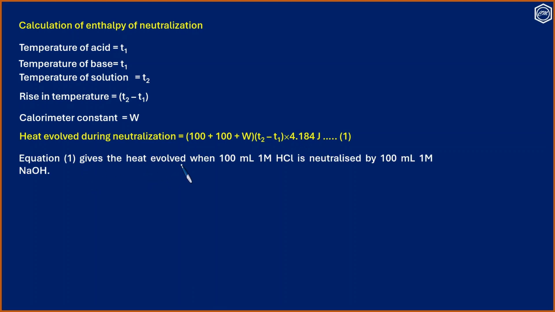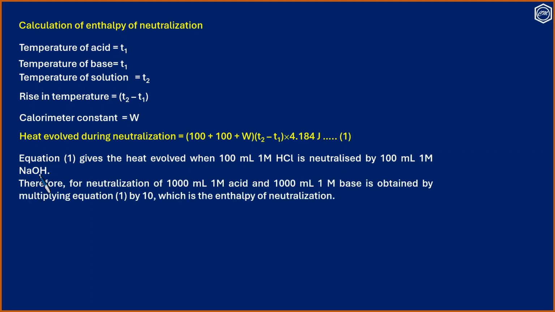Equation 1 gives the heat evolved when 100 ml of 1 molar HCl is neutralized by 100 ml of 1 molar NaOH. Therefore, for neutralization of 1000 ml or 1 liter of 1 molar acid and 1000 ml of 1 molar base, it is obtained by multiplying the above quantity by 10. This is for 100 ml, so we multiply by 10, and then we get the heat evolved for 1000 ml. So the enthalpy of neutralization is (100 plus 100) into 4.184 into 10 kilojoules per mole.